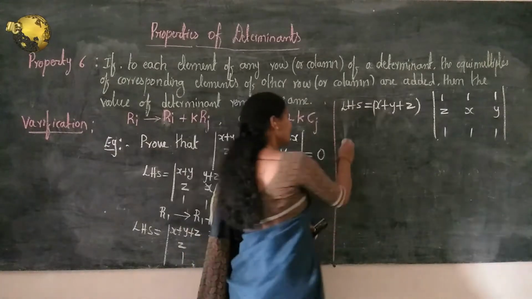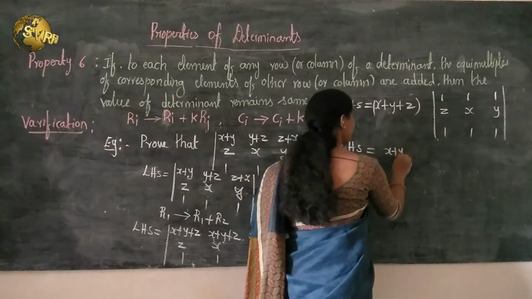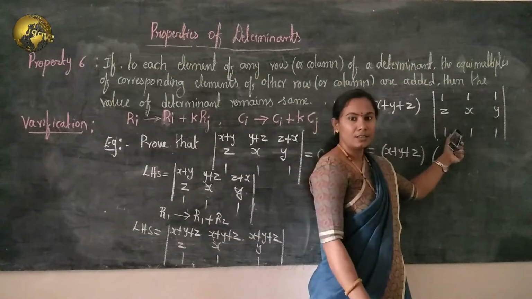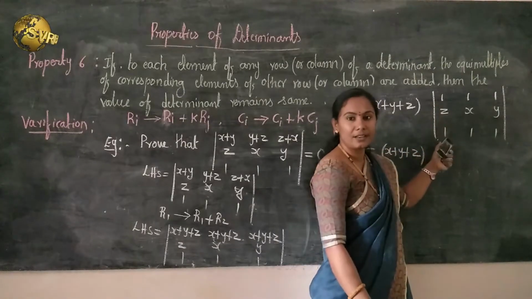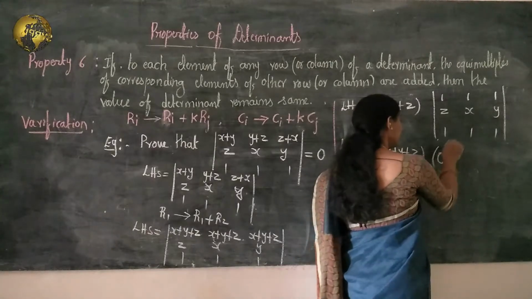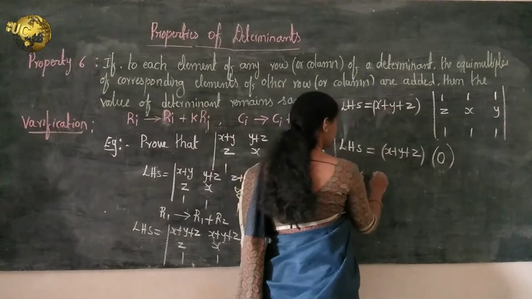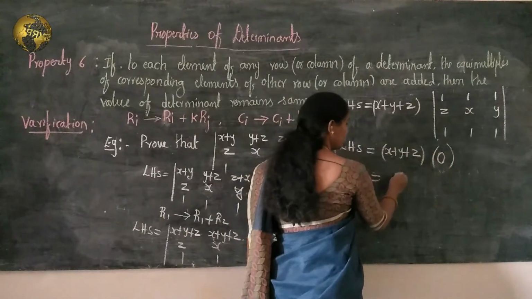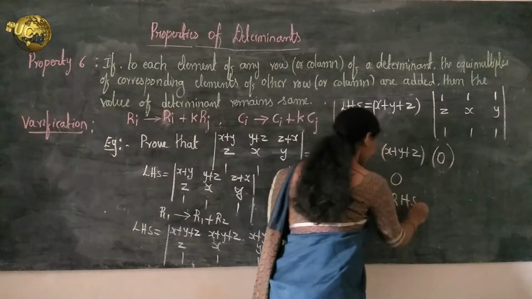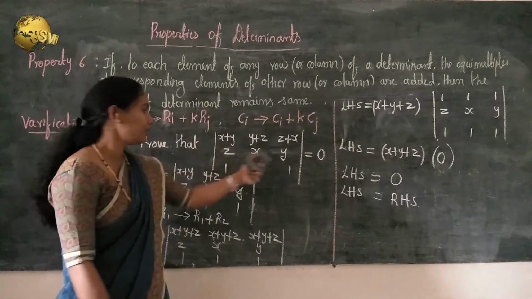Now see, LHS is equal to x plus y plus z into the value of this determinant. Here 2 rows are identical. What do you mean by that? According to property number 3, the value of the determinant is 0. So LHS is equal to x plus y plus z times 0, which is equal to 0. That is our LHS. So LHS is equal to RHS.